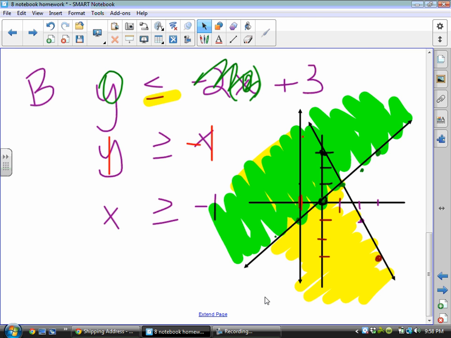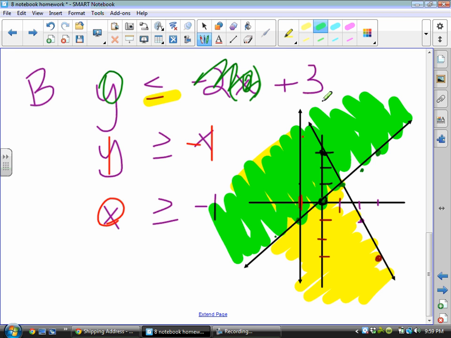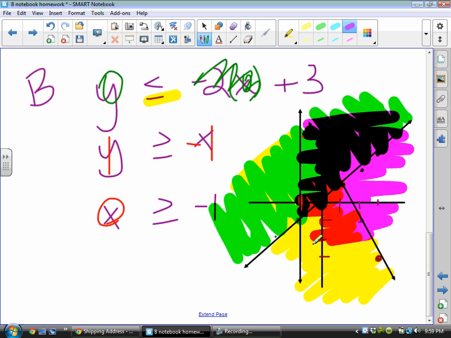And again, now I can plug in a point. I can use 0, 0 if I want this time, since there's only one point to plug in. Is 0 greater than or equal to -1? Yeah, so I'm going to shade the side where 0 would be. Let's use our purple. Ooh, that is interesting colors.